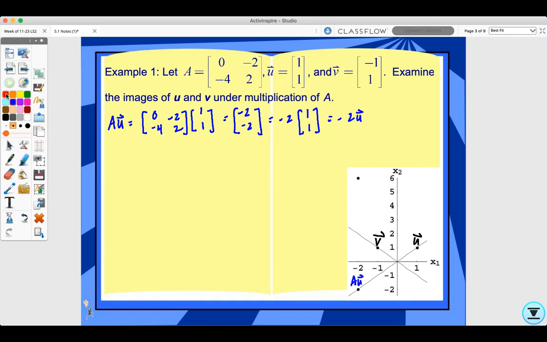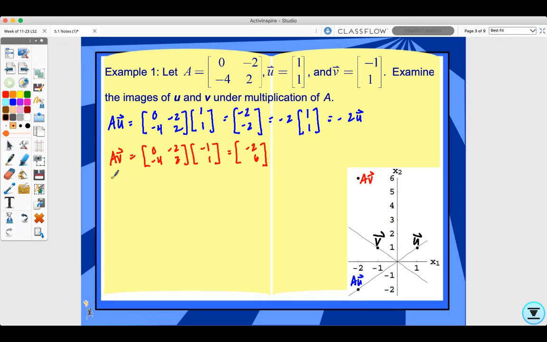Okay, let's look at AV. This is multiplied by -1, 1. And when I multiply that out, I get -2, 6. With this one, we could factor out a -2, but we would be left with 1, -3, which is not anything. So this would be AV up here.